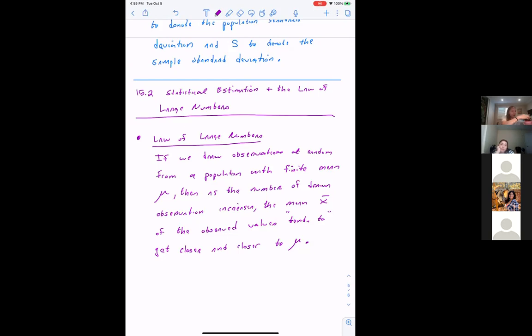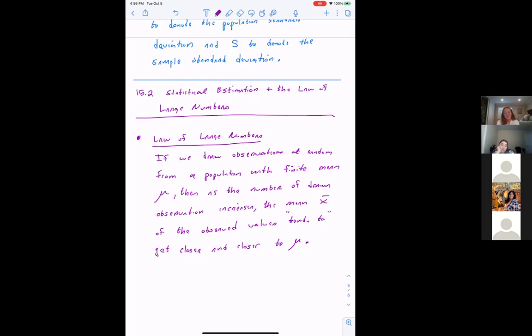Now, anyone know from more advanced math classes than this one what tends to means in this context? Tends to get closer and closer to mu. Anyone know what tends to means in the language of more advanced mathematics? Would it be like limit? Yeah, exactly. So those of you who've had calculus, when we say tends to get closer and closer, we mean the limit. As the sample size goes to infinity, it converges to mu.